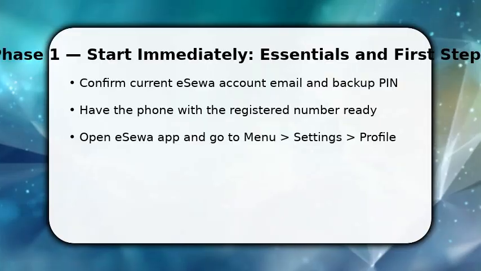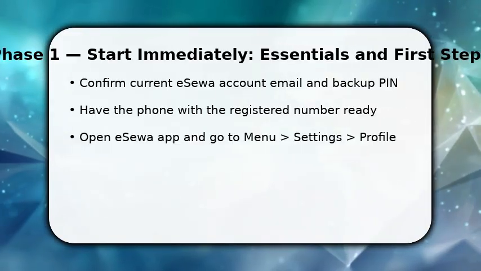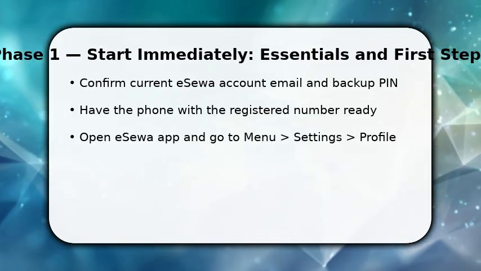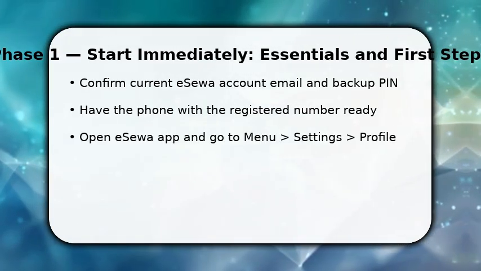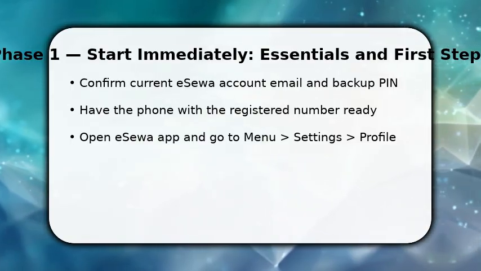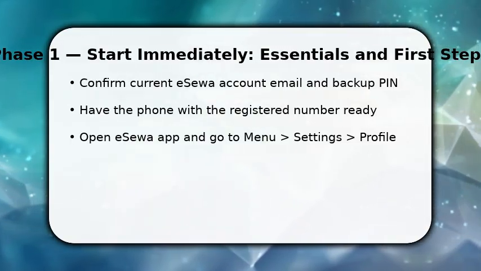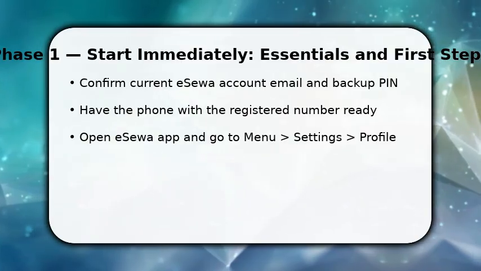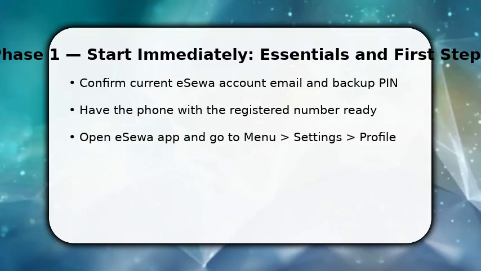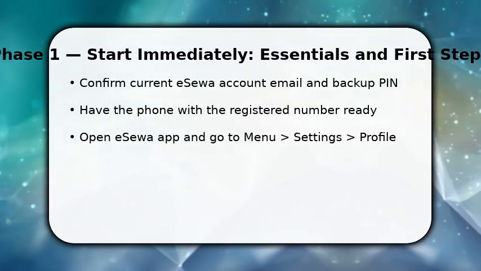Enjoy the video. You start inside the Esewa app. Open menu, then Settings, then Profile. You need the registered phone active because the system sends OTPs. Keep it nearby. Once done, verify your identity with PIN or fingerprint since Esewa blocks sensitive changes without verification.